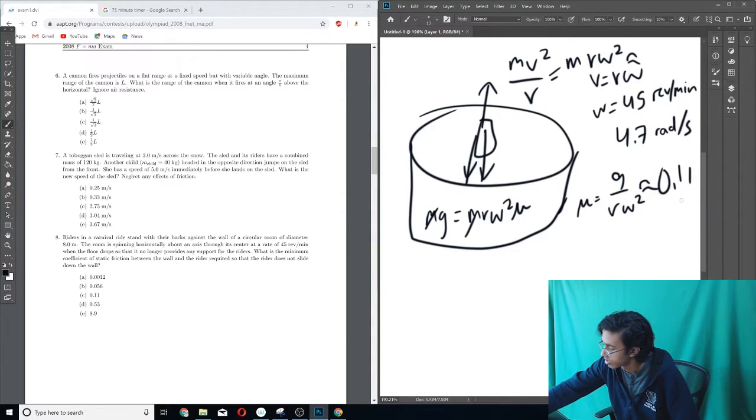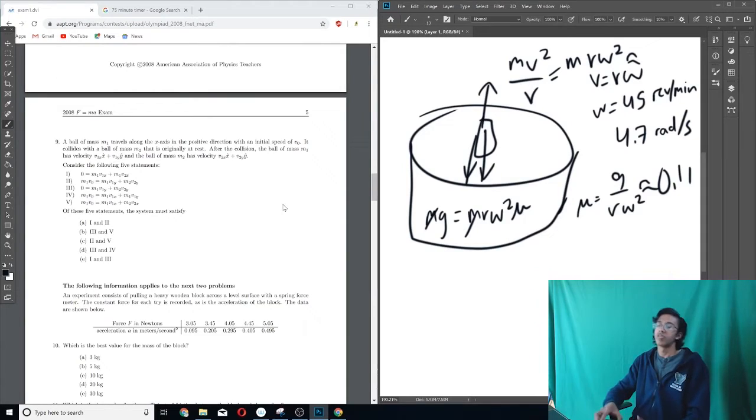Hurry, no more A's. Okay, 9. A ball of mass m1 travels along the x-axis in the positive direction with a speed of v0. It then collides with a ball of mass m2 that is originally at rest. After the collision, the ball of mass m1 has a velocity of... Consider the following 5 statements.